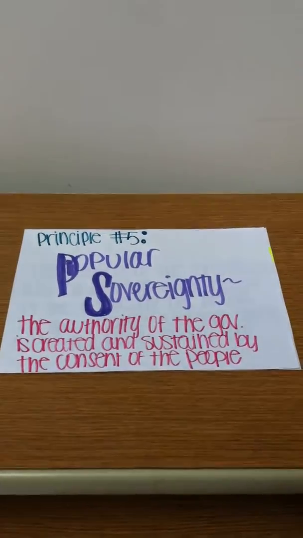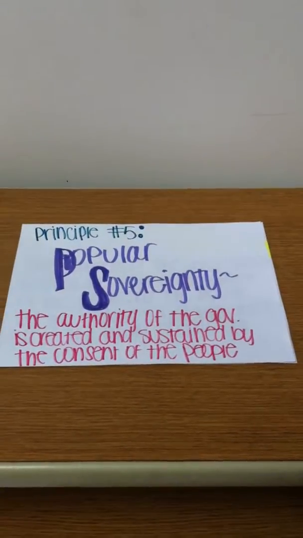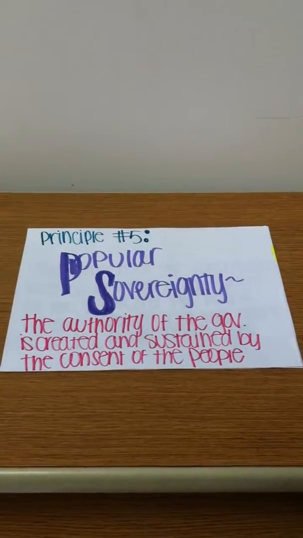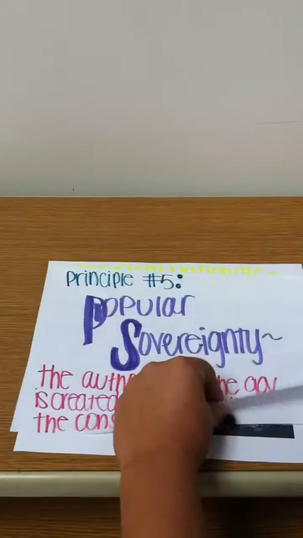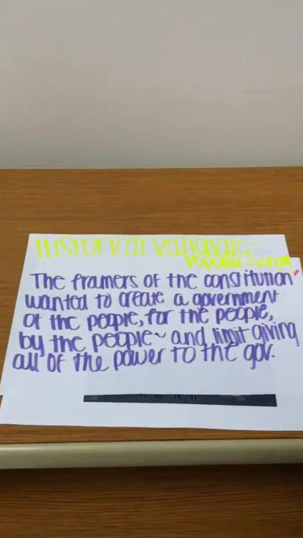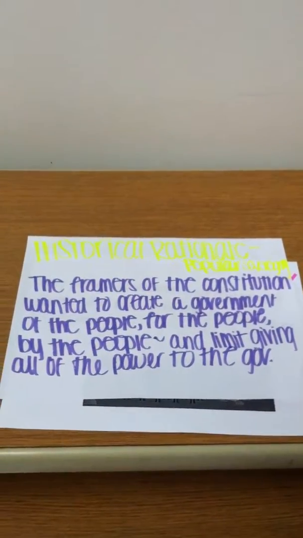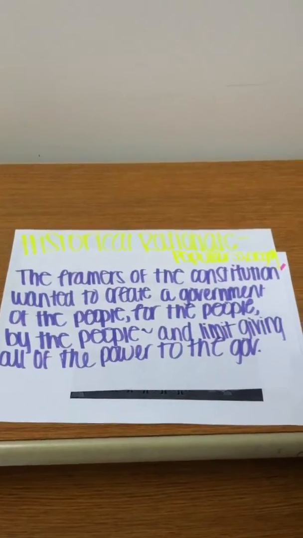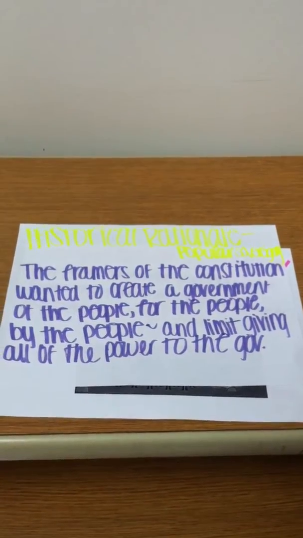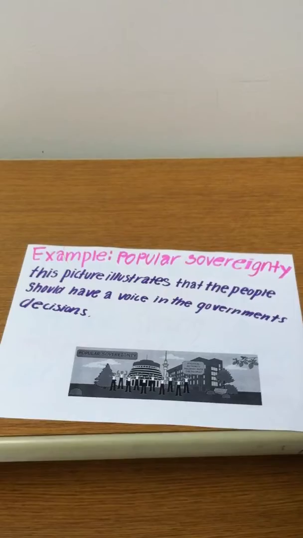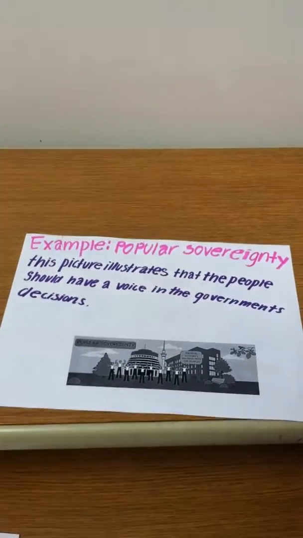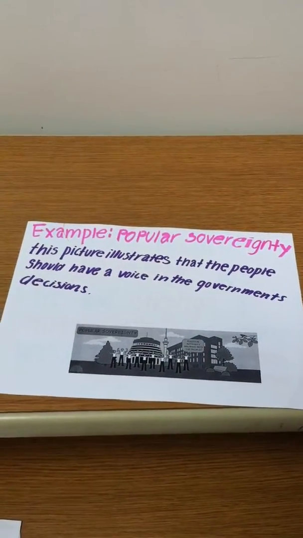Popular sovereignty. The authority of the government is created and sustained by the consent of the people. Historical rationale. The framers of the Constitution wanted to create a government of the people, for the people, by the people, and limit giving all of the power to the government. This picture illustrates the people should have a voice in the government's decisions.